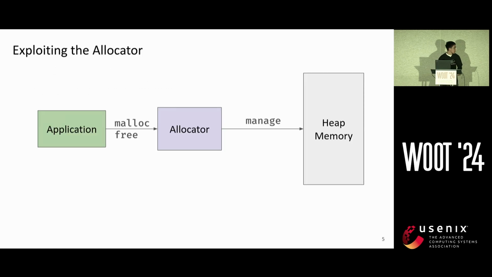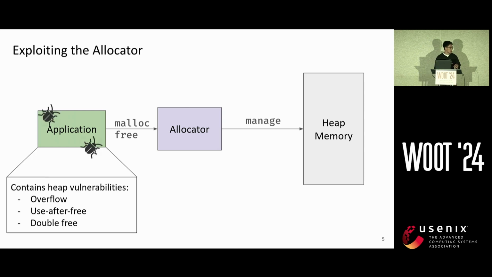Okay, so first off, here are the 3 components that are involved when it comes to exploiting the allocator. You have the application, that's code written by the developer. That application uses malloc, free, etc. to get some dynamic memory. Whenever it calls these APIs, control is handed to the allocator, and the allocator then manages the heap memory. All these 3 boxes are part of the same user space program.